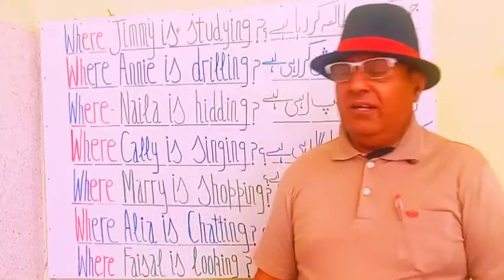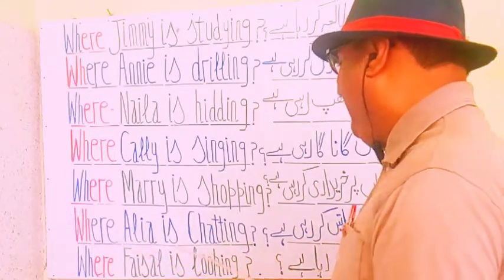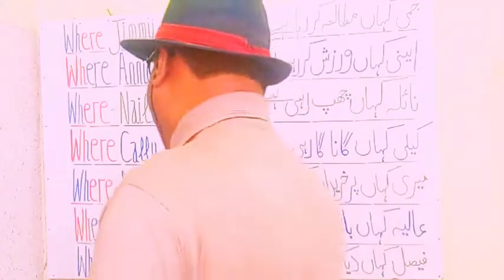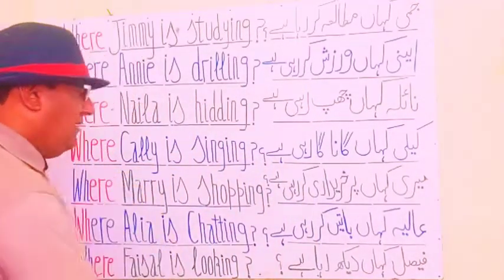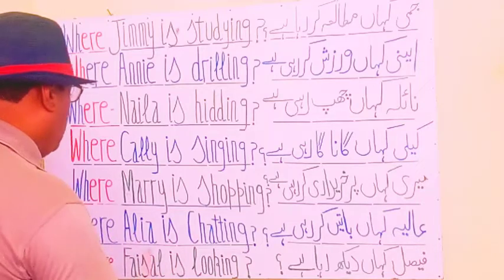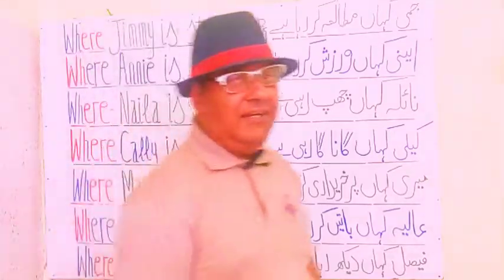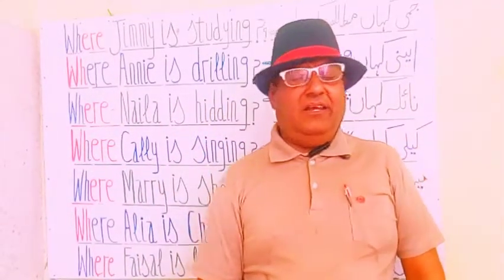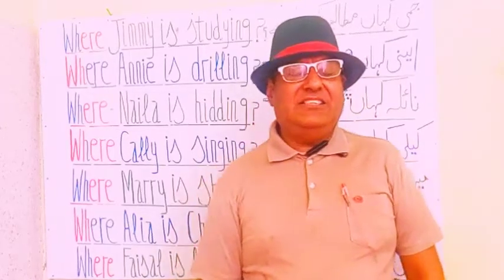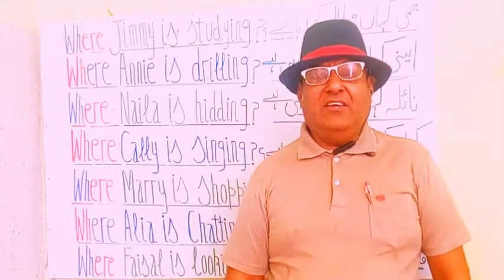Let's see the next phrase. Next one is where Alia is chatting. Where Alia is chatting. आलिया कहाँ बातें कर रही है. Alia is chatting with her friends.